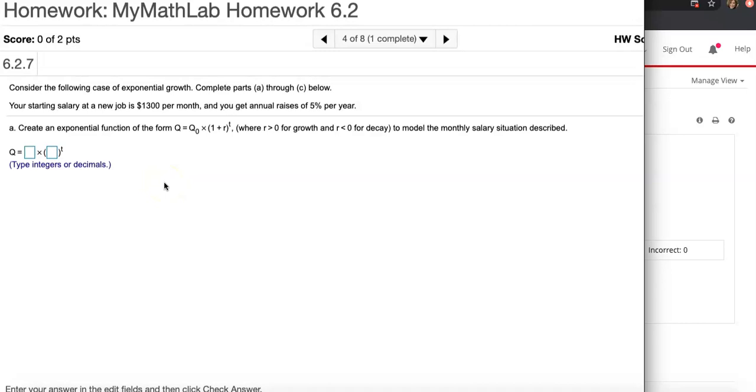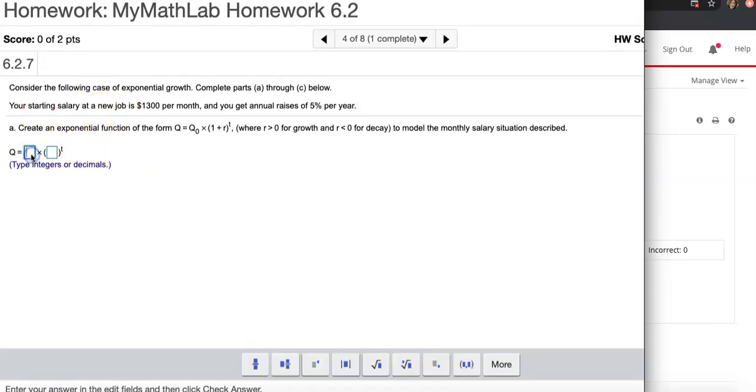Consider the following case of exponential growth. Your starting salary at a new job is $1,300 per month, and you get an annual raise of 5% per year. Now, we're going to go ahead and do 1 plus 0.05, right? Because it's a raise, it's going to go up. Nobody wants their salary to decrease, but if it's a case of decreasing, then you're going to have to do 1 minus. Oopsies.